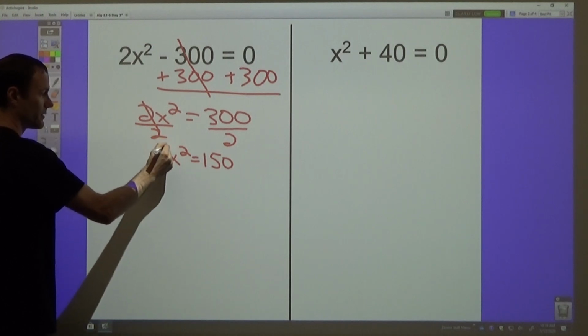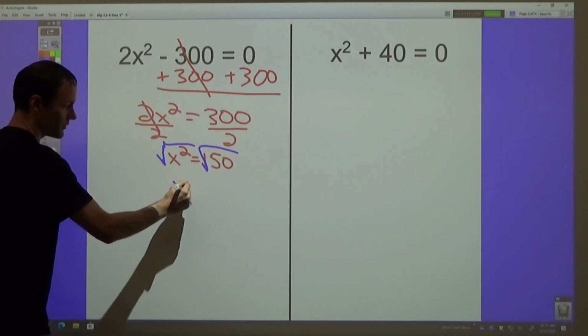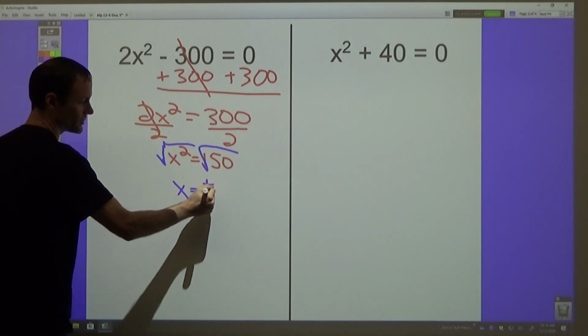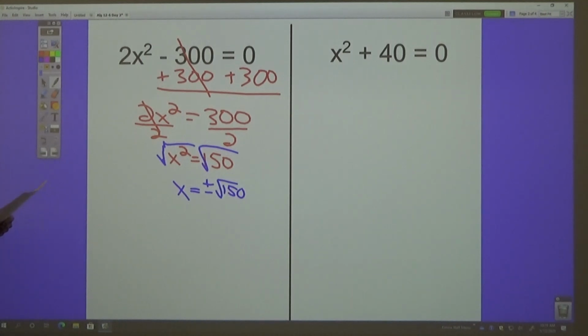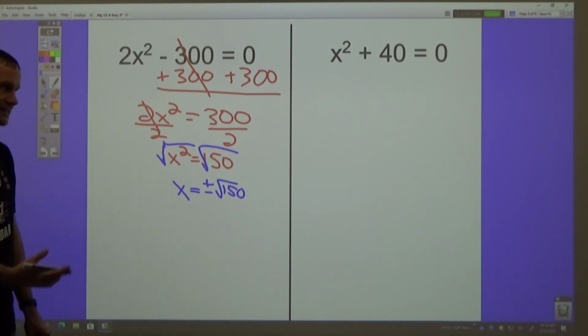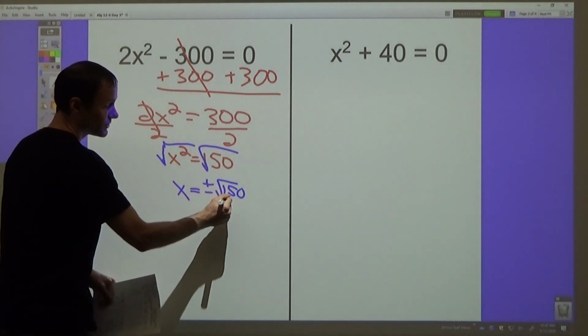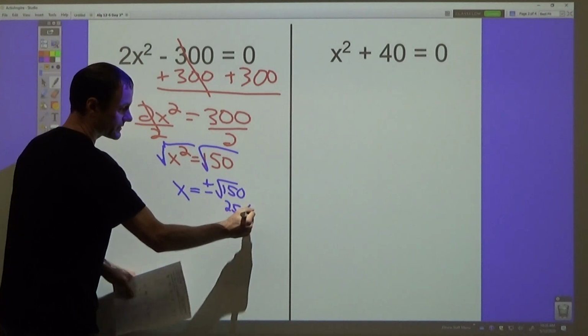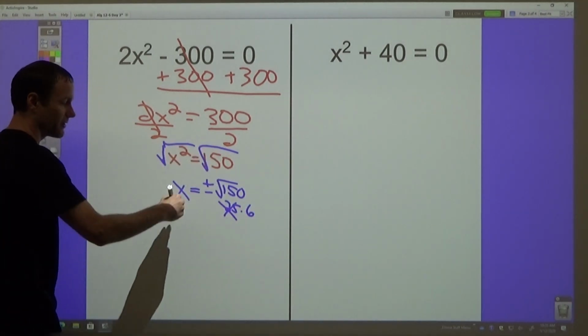Again, anytime you have x squared, you want to get rid of that squared by doing the square root. So we want to do the square root of x squared, which is x, square root of 150, which is plus or minus radical 150. 150 can be broken down. Again, we're looking for 4s and 9s and 16s and 25s. 25 goes into 150 evenly. 25 times 6 is 150. So cross off your 25, bring out your 5.